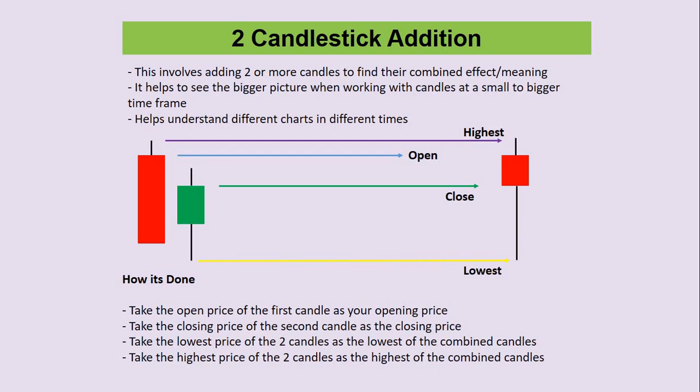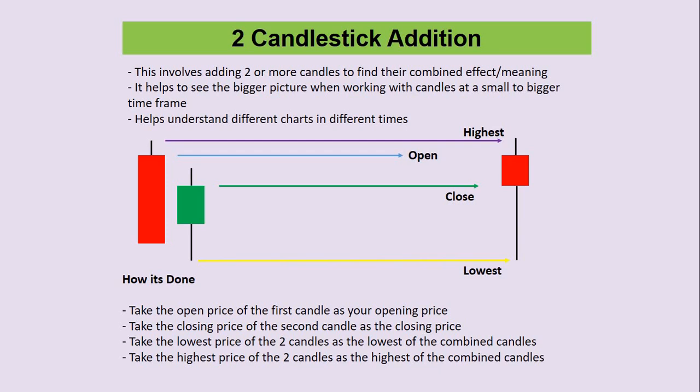Then you look at the lowest price. In this case, we can see it occurred on the green candle. So you project that lowest price onto your new candle. Then you connect it to the base of the candle that you have made for the combination. Then you have a resultant one candle. So that is basically the process that you use to add candles together.